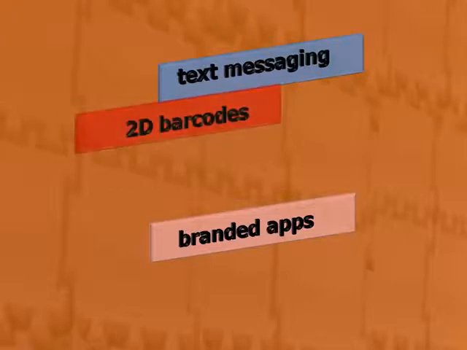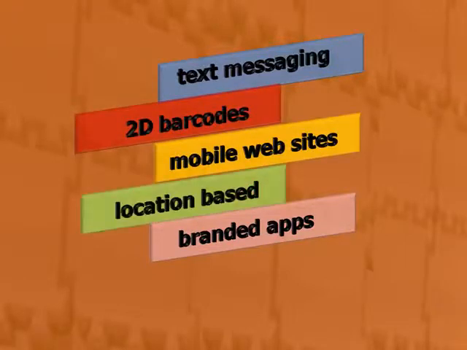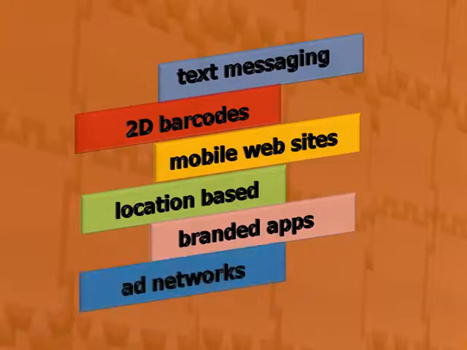This mobile marketing tactic represents the fifth one we'll be exploring in this series. As you may recall from the earlier modules, we've already investigated text messaging, 2D barcodes, mobile websites, and location marketing. In the next module, we'll look at advertising networks.